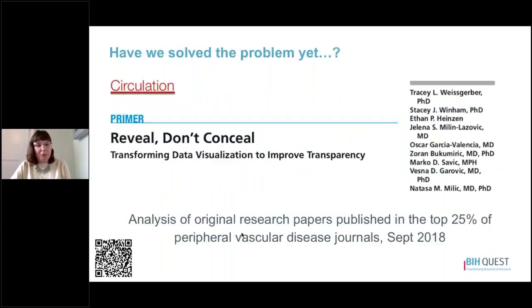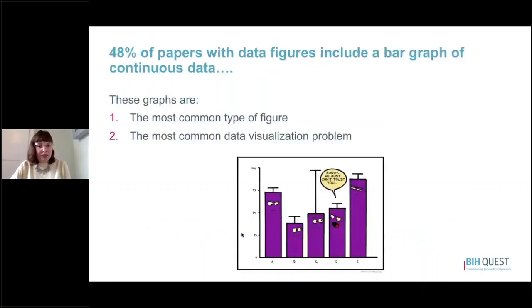So you might be wondering, have we solved the problem yet? That paper came out in 2015, and many journals have implemented policy changes since then. We had a look in a follow-up study at the field of peripheral vascular disease in September 2018. And so here we looked at all papers published in the top 25% of peripheral vascular disease journals. And unfortunately, we found that the problem definitely isn't solved.